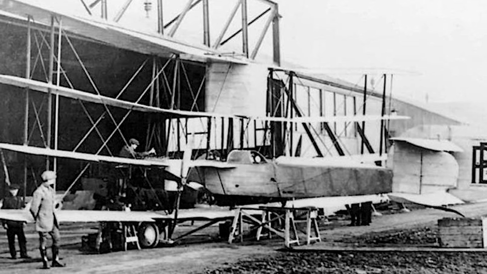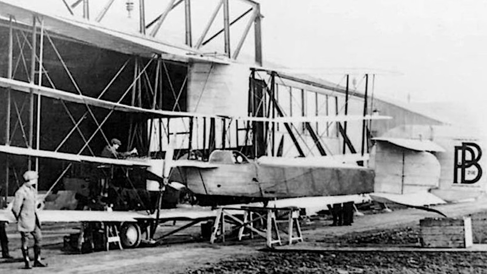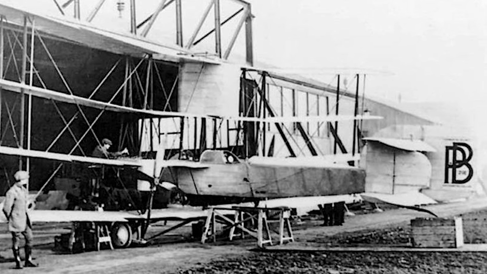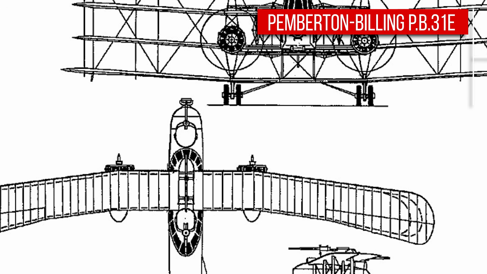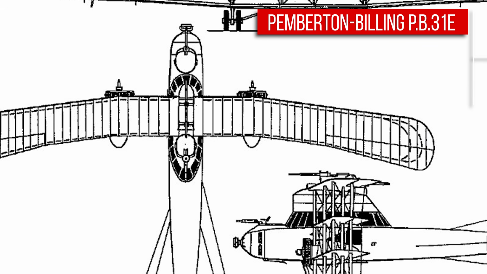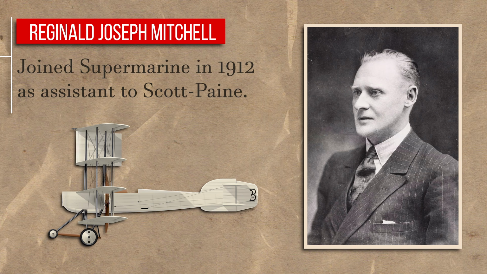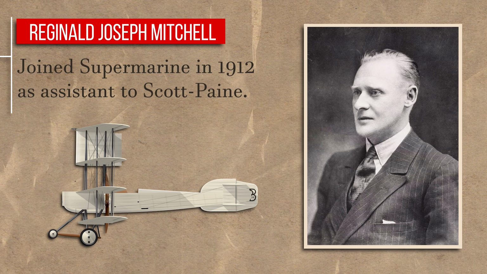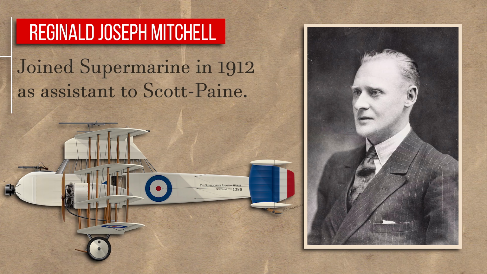This was not the end of the project though. The Admiralty maintained enough interest in this lumbering Zeppelin hunter to justify further development, and so when the company had been reorganised as Supermarine, work began on an improved version known as the PB-31E. One of the company's new designers, a young man by the name of Reginald J. Mitchell, took Billing's early design for an improved PB-29 and modified them further.